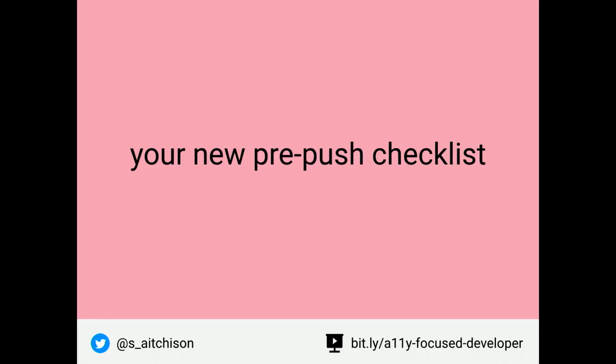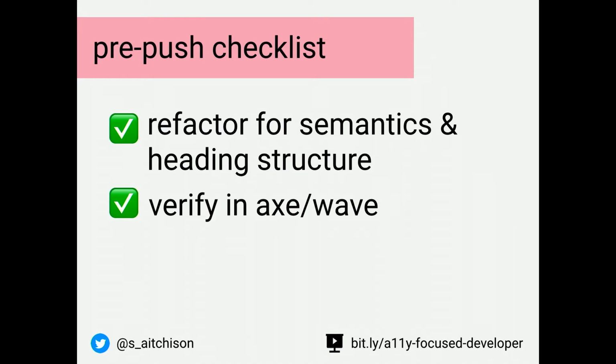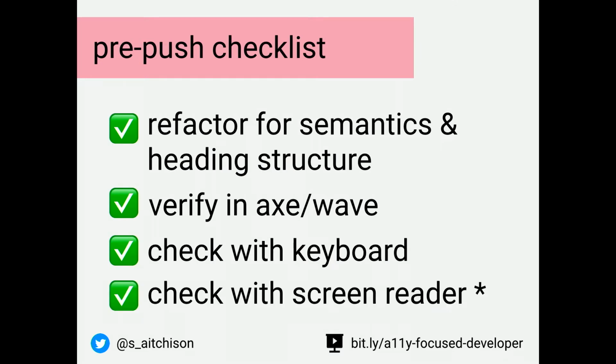And once you get comfortable with those commands and you don't have to look them up every time, it's actually not going to take very long. And if you fix the issues that you find, it's pretty accessible. So just to round things up, we've got a new pre-push checklist before you send your code off for code review. We're going to refactor for some better semantics if we can and check the heading structure makes sense. We're going to run a quick check with a browser extension like Axe or Wave, check with the keyboard, check with the screen reader sometimes.